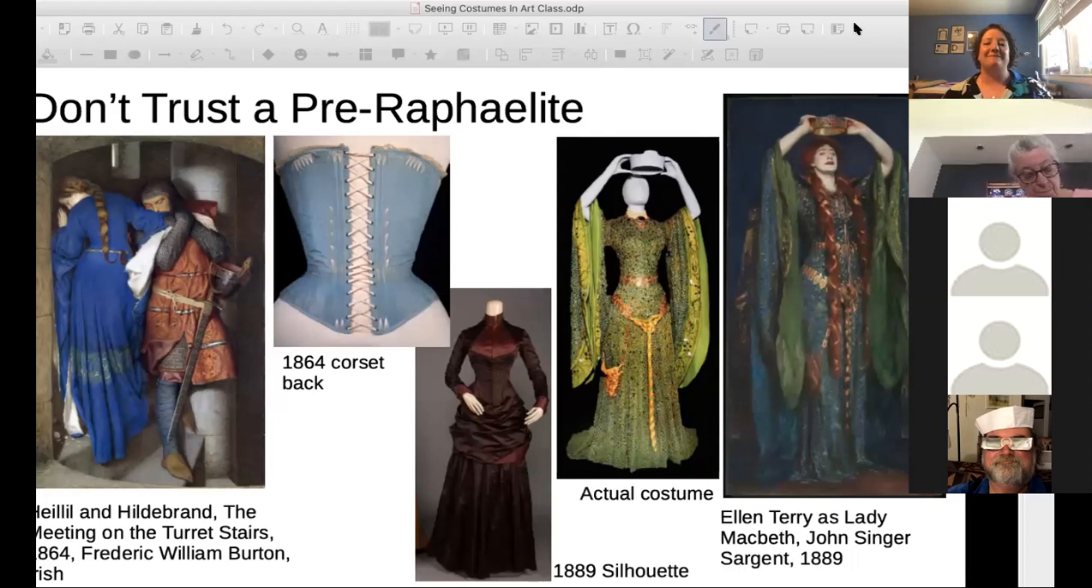On the slide, I've given you an example of what the giveaways are for me that I'm looking at a pre-Raphaelite or someone of that time period. If you look at Hillebrand's The Meeting on the Turret Stairs and compare her body shape to the 1864 corset, she looks very much like that silhouette. That's what these guys were looking at. That's what they were used to women being shaped like.